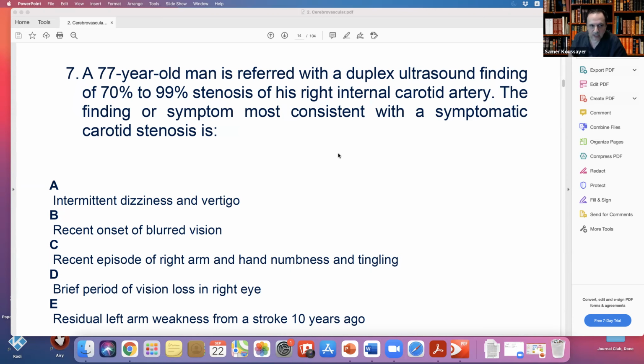A lot of patients will get referred to us because of dizziness and they have a carotid stenosis. We should not consider it as symptomatic. This is asymptomatic because dizziness and vertigo come from the posterior circulation.